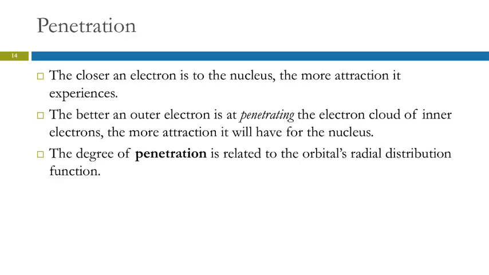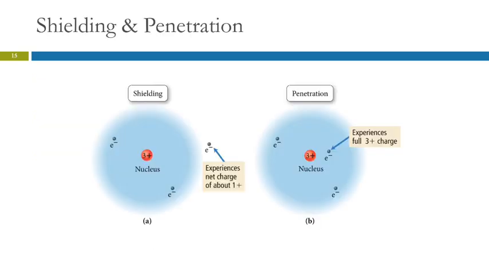There are these multiple orbitals, right? And the better that the outer electron is at penetrating the electron cloud of the inner electrons, the more attraction it'll have for the nucleus. Some of these orbitals have places that are closer to the nucleus than others, and so those are penetrating through the others. That degree of penetration is related to the radial distribution function. So let's look at this. This probably didn't make a whole lot of sense.